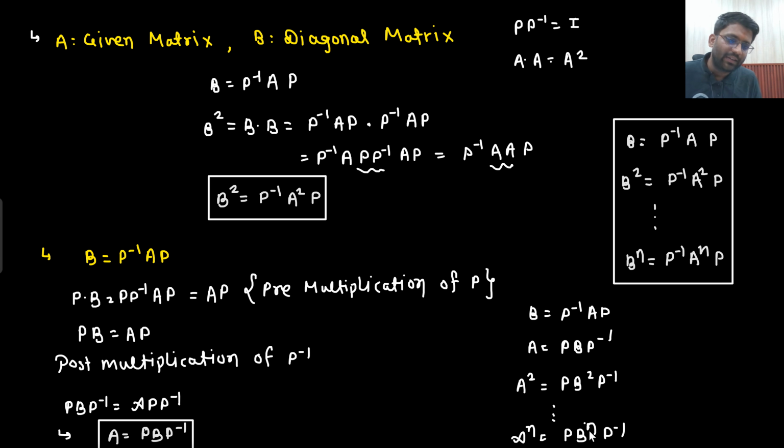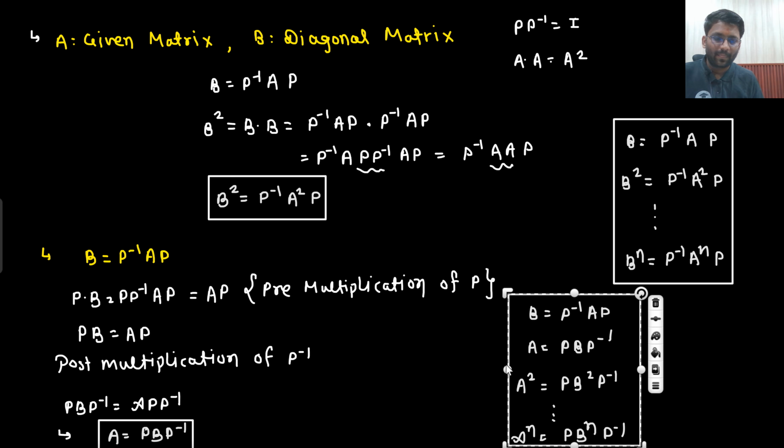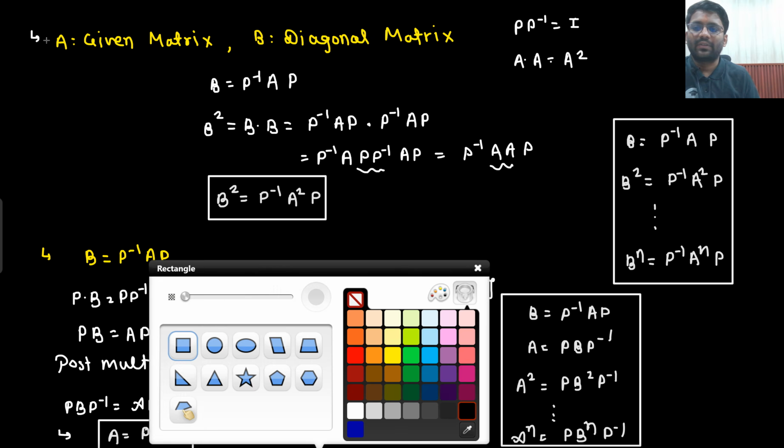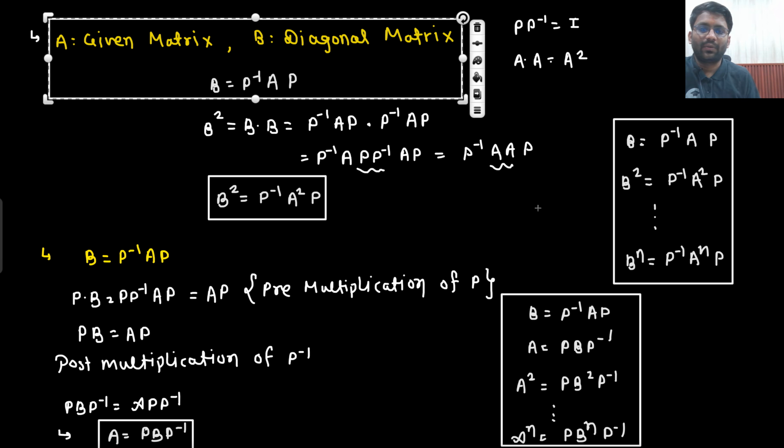So do I need to remember anything? Absolutely not. The only thing you need to remember is that if A is my matrix, then what will be my diagonal matrix? If A is the given matrix and B is the diagonal matrix, then B equals P inverse AP. That's it. This is the only thing you need to remember. And A and B are known as similar matrices.